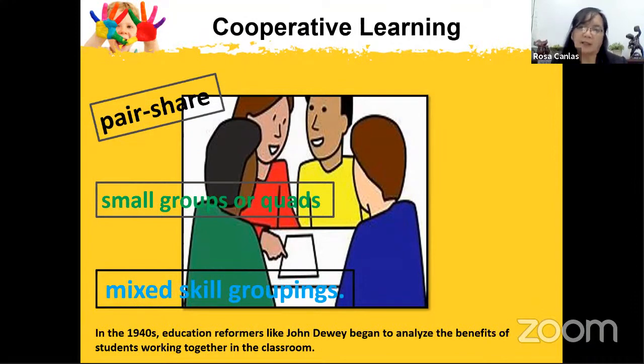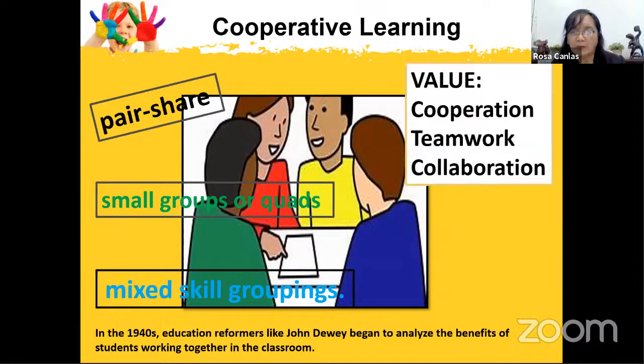Because we are doing collaborative activities, we can also develop the value of cooperation. We have also teamwork, and we develop how they treat each other. We have also the trust, and most especially the collaboration.